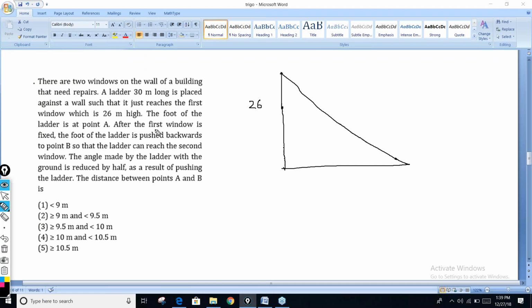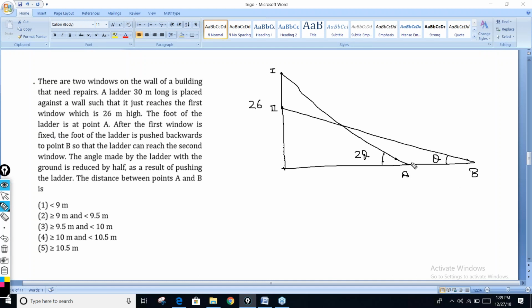The foot of the ladder is at point A. After the first window is fixed, the foot of the ladder is pushed backwards to point B so that the ladder can reach the second window. That is the first window, that is the second window. So it is pushed back till point B and it reaches till here. The angle made by the ladder with the ground is reduced by half. So if this angle was earlier 2 theta, this angle is theta. It has been reduced by half.